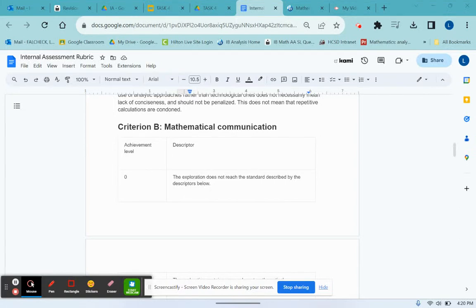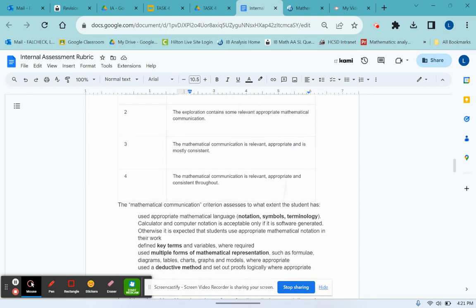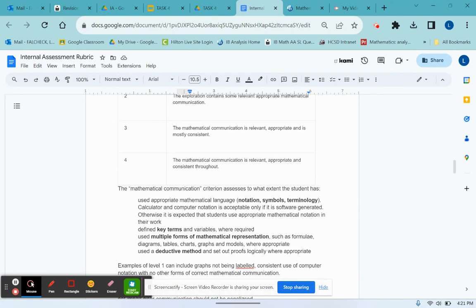Hey guys, the main part of the IA rubric that I wanted to talk to you about today was criterion B, mathematical communication. When you are writing your IA, it's going to be really important that you communicate mathematically in the appropriate way, so that the person who's grading your IA knows exactly what you're talking about. We're trying to hit those threes and fours, of course. So let's read through the criteria for a three and a four.